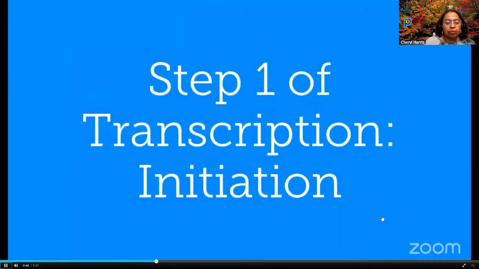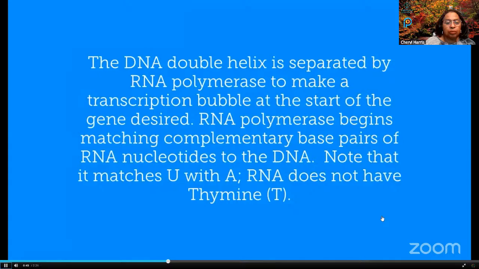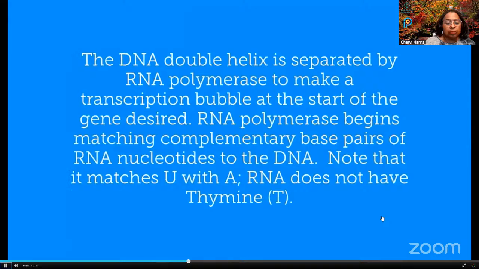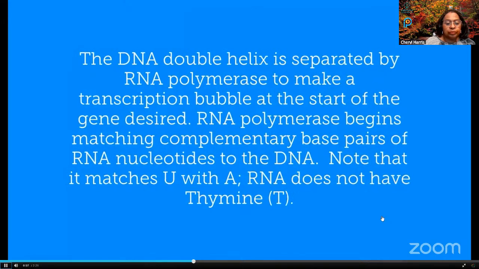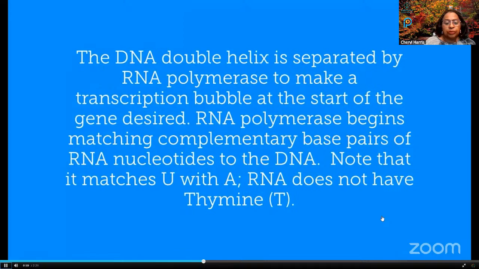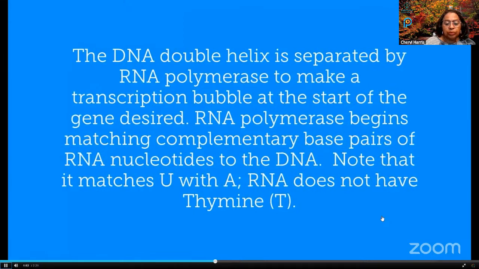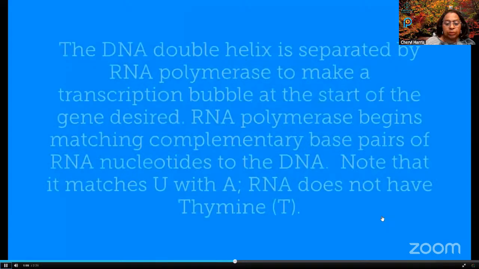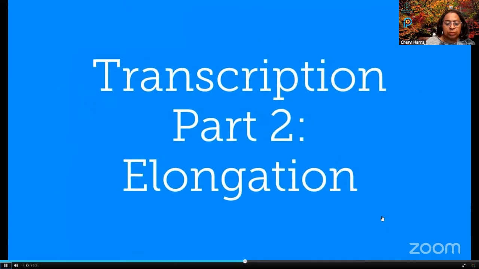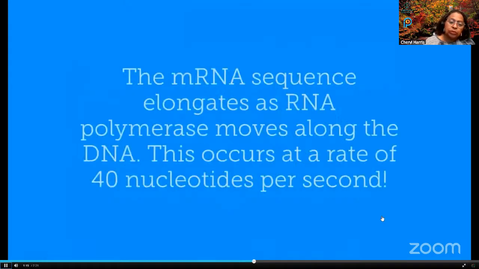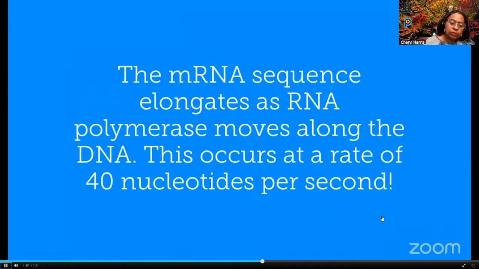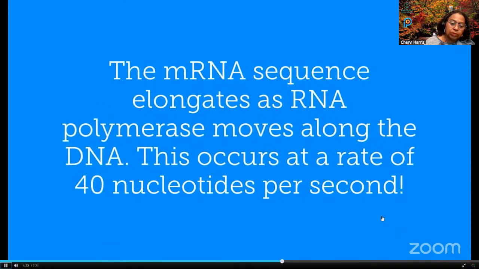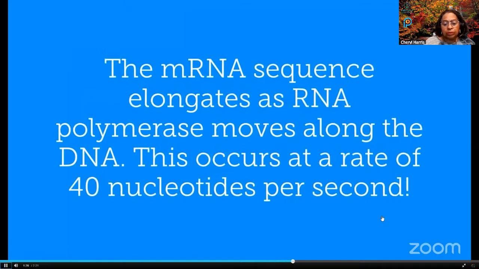Step 1 of transcription, initiation. The DNA double helix is separated by RNA polymerase to make a transcription bubble at the start of the gene desired. RNA polymerase begins matching complementary base pairs of RNA nucleotides to the DNA. Note that it matches U with A. RNA does not have thymine. Transcription, Part 2, elongation. The mRNA sequence elongates as RNA polymerase moves along the DNA. This occurs at a rate of 40 nucleotides per second.